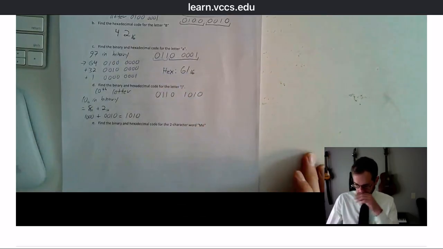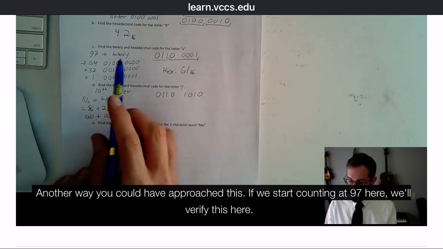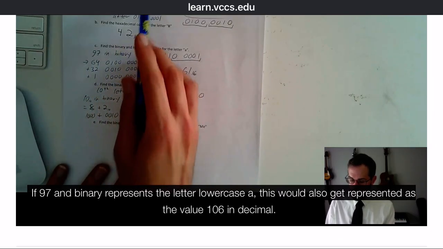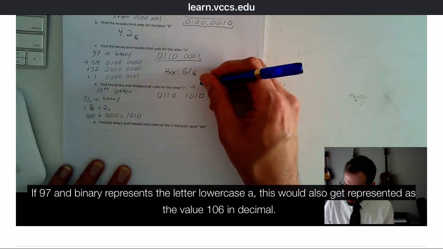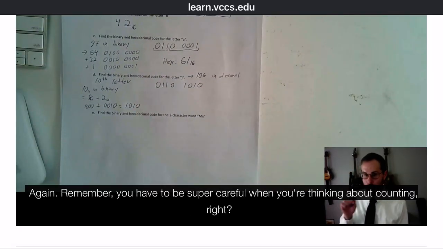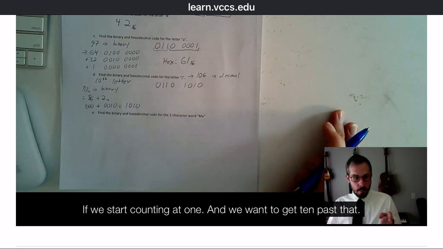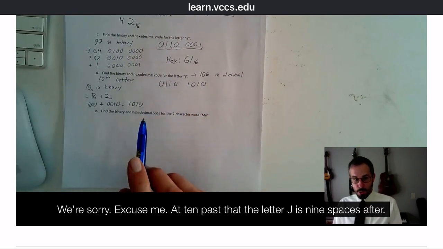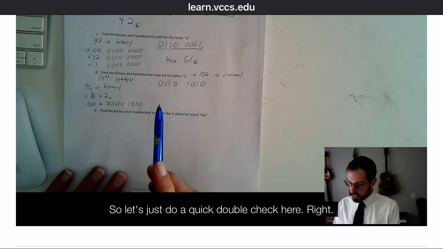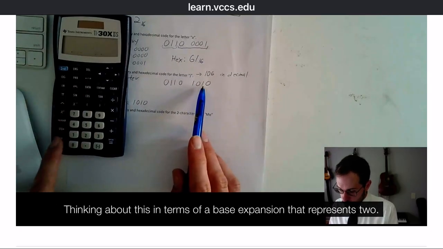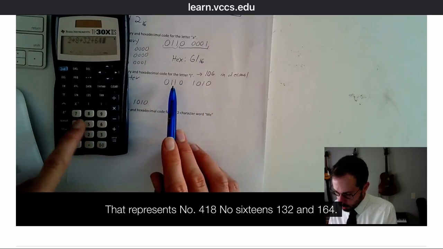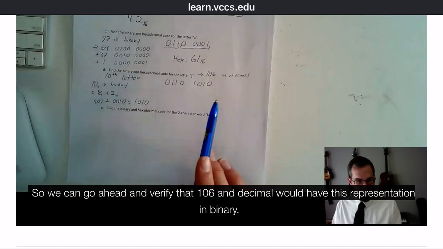Another way you could have approached this, if we start counting at 97, we'll verify this here. If 97 in decimal represents the lowercase letter a, then j would be represented as the value 106 in decimal. Again, remember, you have to be super careful when you're thinking about counting. The letter j is 9 spaces after a, so if we start counting at 97, the 10th number that we count will be 106. So let's do a quick double check. Thinking about this in terms of the base expansion, that represents 2, no 4s, 8, no 16s, 32, and 64. So we can verify that 106 in decimal has this representation in binary.